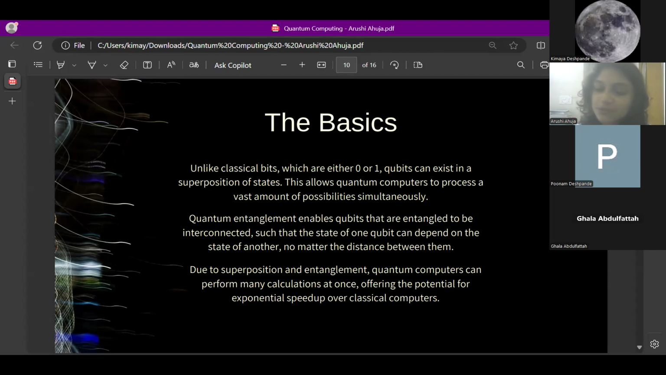Now, due to superposition and entanglement, quantum computers can perform many calculations at once, offering the potential for exponential speedup over classical computers. Now, just imagine if you have the ability to store information as two different things at the same time, right? So there would be case one, which is, for example, the information set X is stored as 0, and case two, which is the information set stored as 1, right?